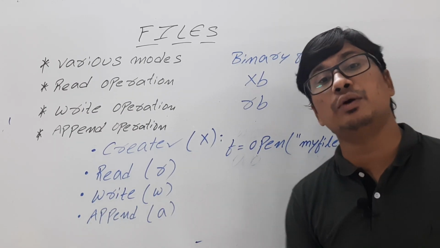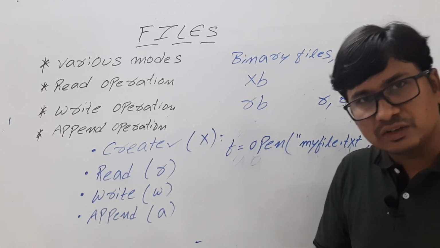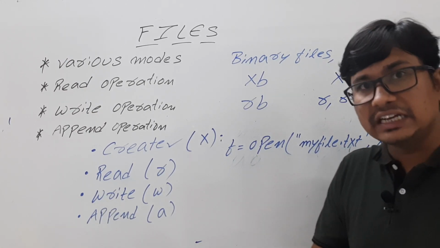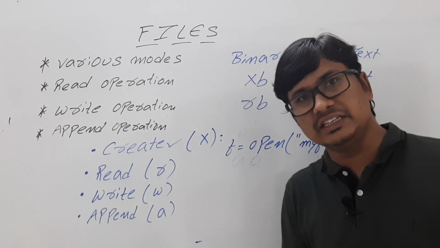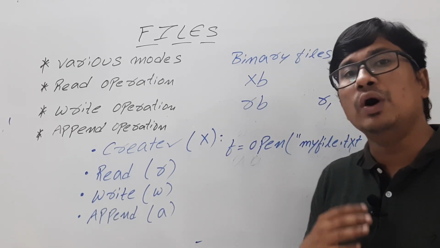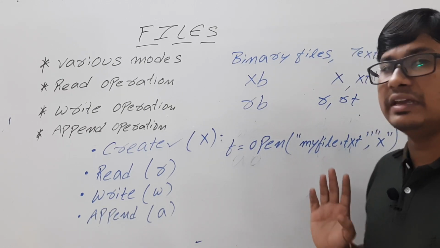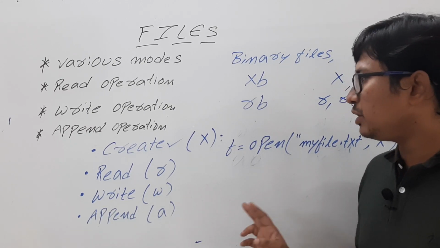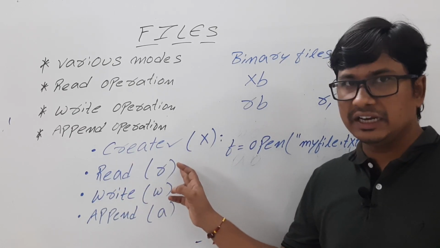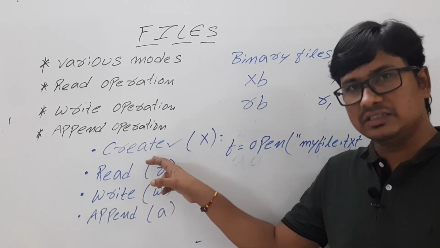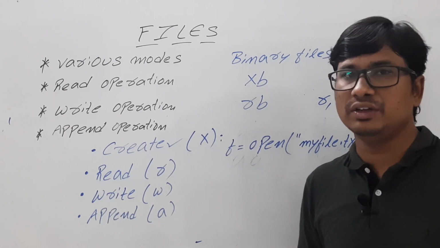Now you will ask me one doubt. Sir, let's take that in the current folder myfile.txt is already there. Then what will happen? If a file already exists with the name myfile, then it will return an error. I hope you are able to understand. If the file is not there, then it will create the file. If the file already exists, then it will give an error for you.